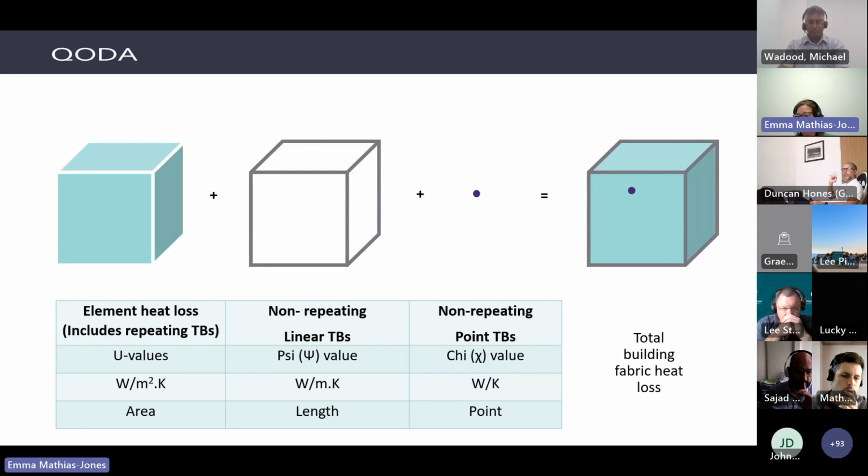Then in the middle, we've got our linear thermal bridges, and those are described as a psi value, measured in watts per meter Kelvin, or a length basis. And then we've got our non-repeating point thermal bridges, called chi values, measured on a point or watts per Kelvin basis. Together, those three different bits make up your total building fabric heat loss.